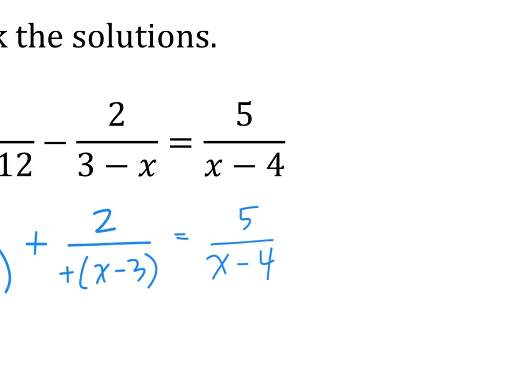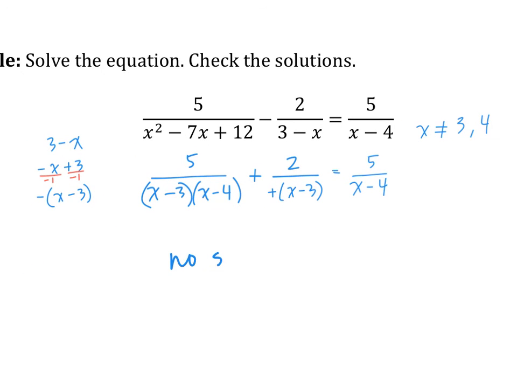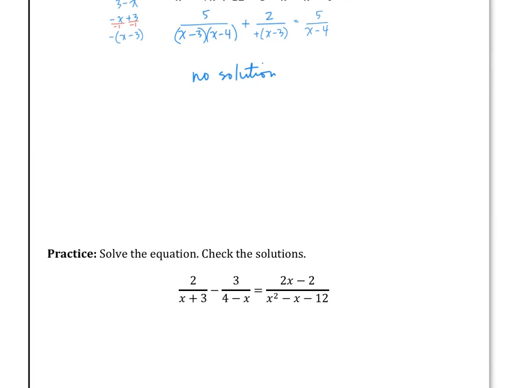Before you do anything else, what can x not equal to? 3 or 4, yeah. So make sure your answer is not any of those. Solve this one, let me know when you're done, and go on to the last one. So this first one is no solution. The second one is -1.